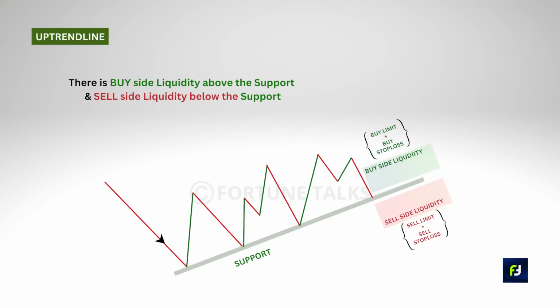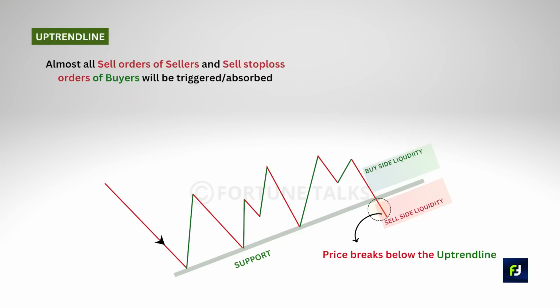Thus, there lies buy side liquidity above the uptrend line and sell side liquidity below the trend line. This means most often both retail buyers and sellers stand to lose their stop losses. The big institutions will first push the prices down to break below the uptrend line. This means all the sell stop orders of buyers and sell limit orders of short sellers will be triggered. The smart money will try to absorb all the retail liquidity to ensure that their large buy positions are executed at the lowest prices possible.